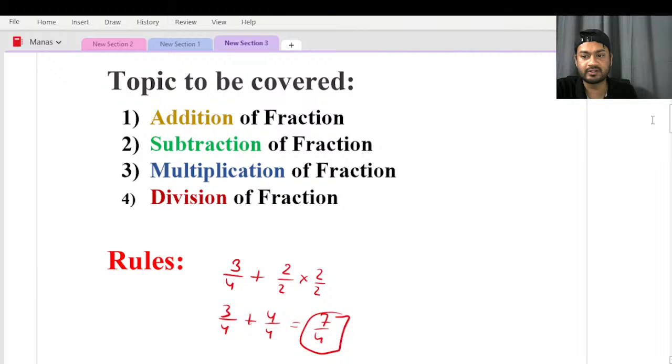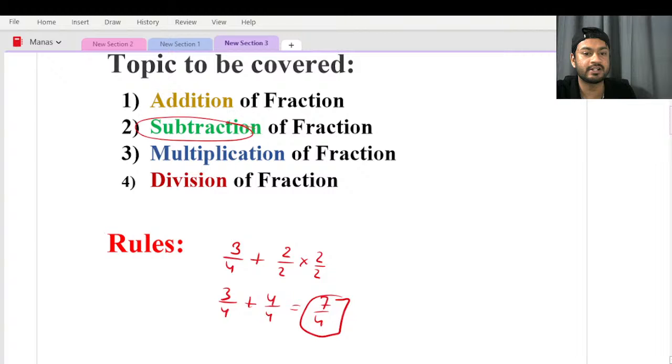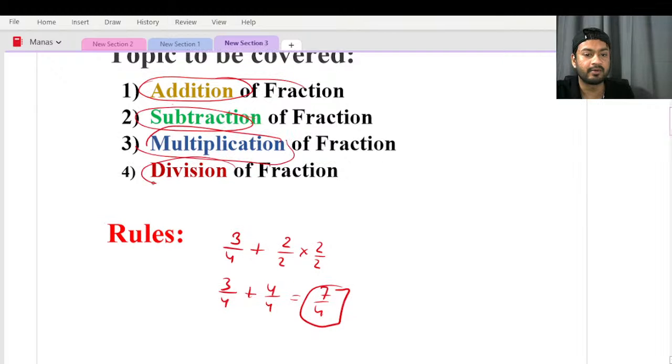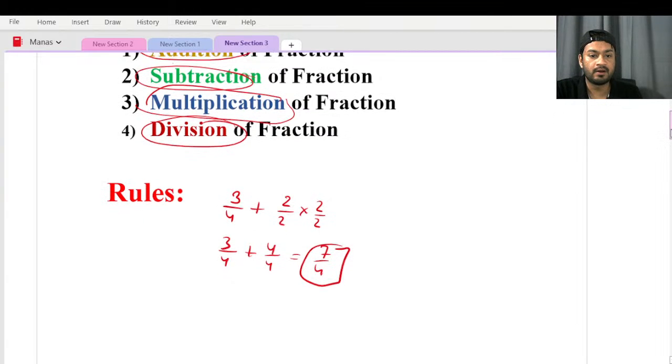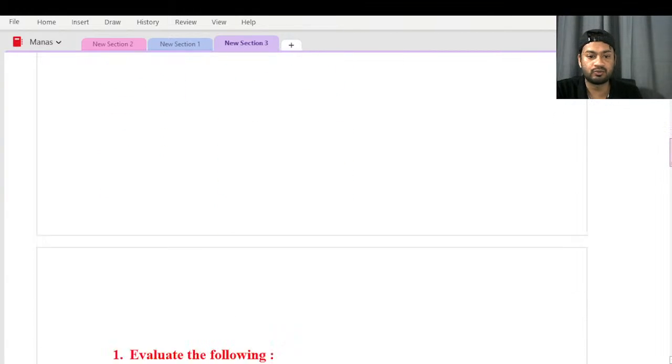To subtract fractions also we need to make the denominator the same. So for addition and subtraction we need to make the denominator the same, right? But for multiplication and division there is no need to make the denominator the same. So let's solve some questions so that you can understand how to apply these rules here.